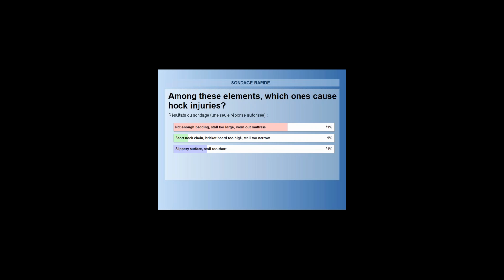What about stall too large? Stall too large, there's no data to suggest that that would be the case.